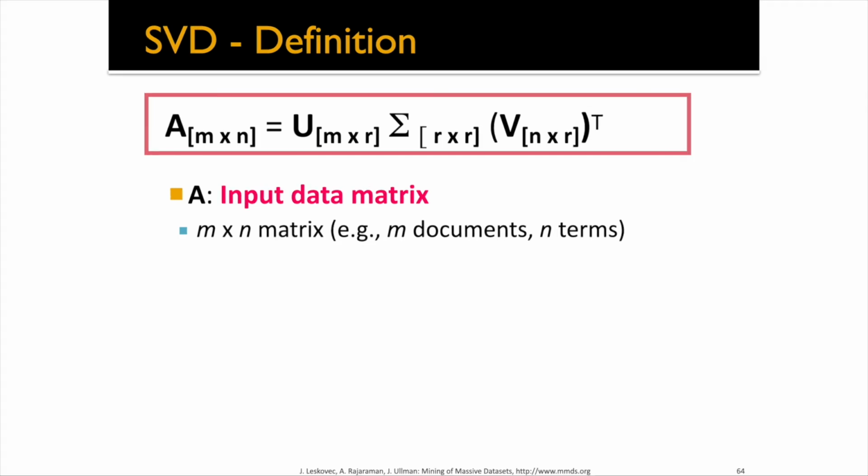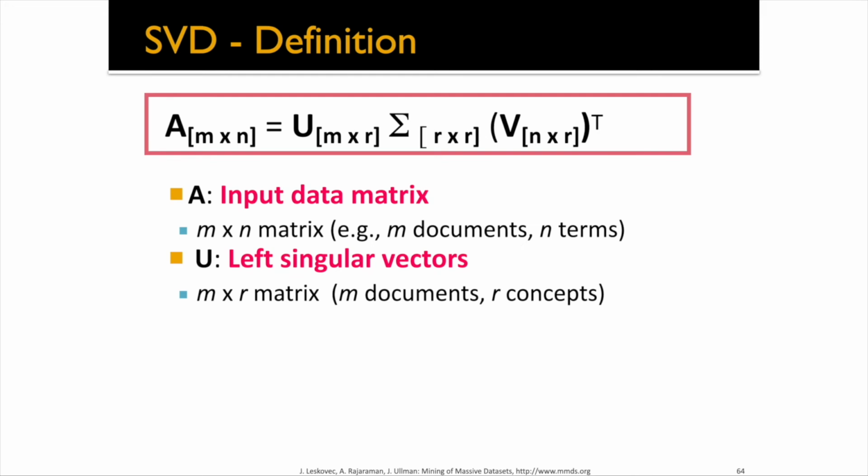For SVD, we have some matrix A of m rows by n columns, and it can be reduced into these 3 different matrices. A is some input matrix. For example, now we'll talk about m documents and n words. U is what's called a set of left singular vectors of m documents and R concepts. We're going to talk about interpretation.